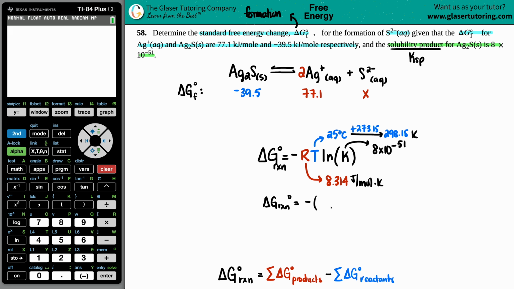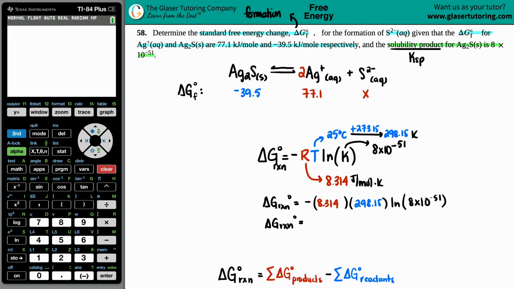So let's see, negative. I'm going to just insert the K value first. 8 times 10 to the negative 51. We have the R value of 8.314. And we have the temperature value of 298.15. Let's find out what that overall delta G is.